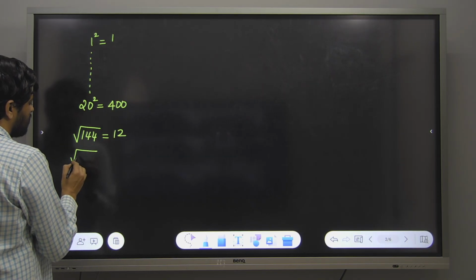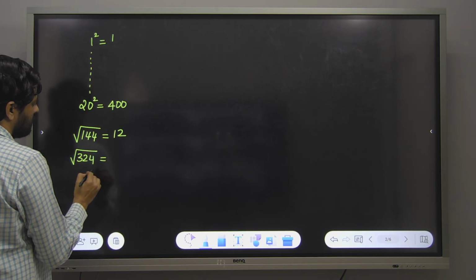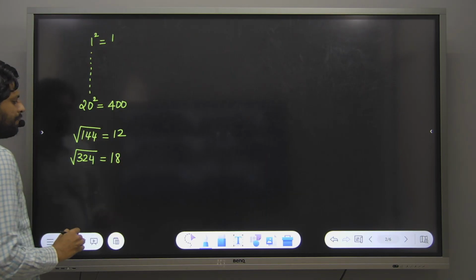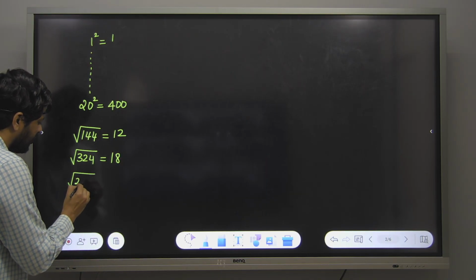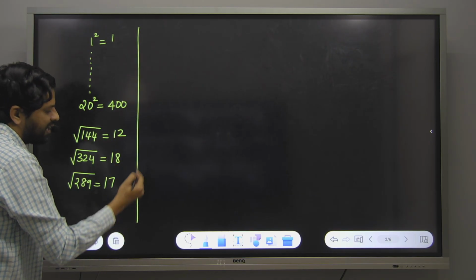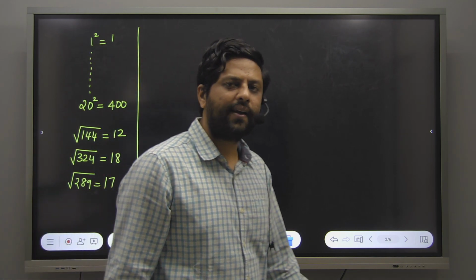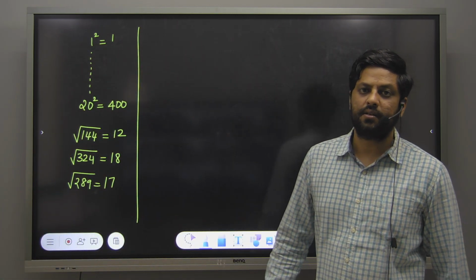If I ask you what is the square root of, say, 324, how much? 18. 17. No, 18 is the answer. The square root of 289 is 17. You are quickly telling me the answer, correct? You are quickly telling me what the answer is.